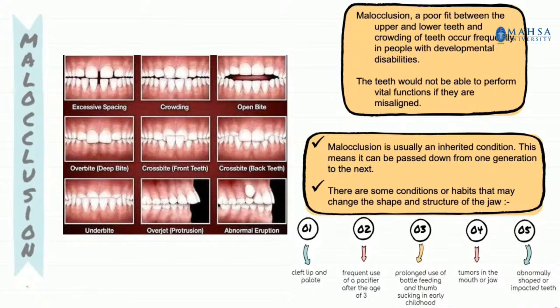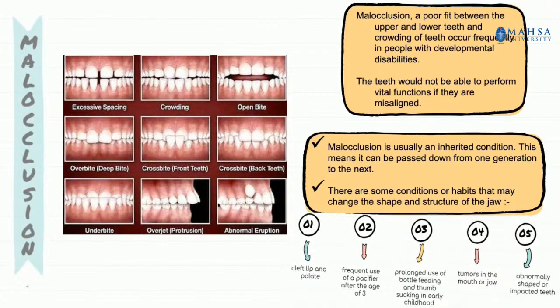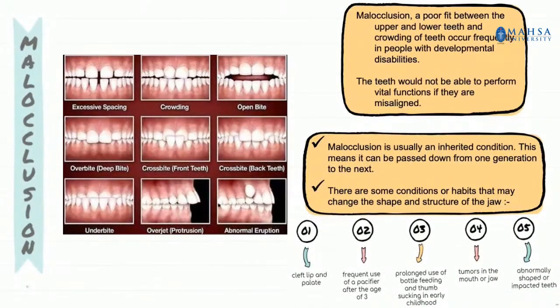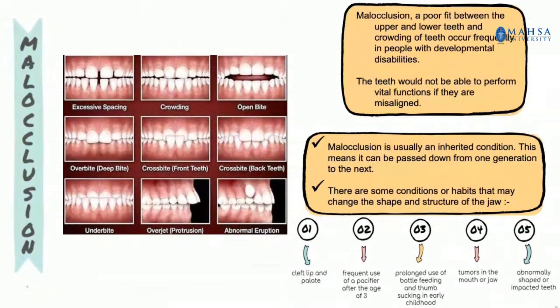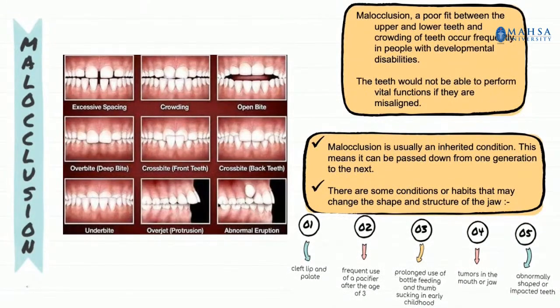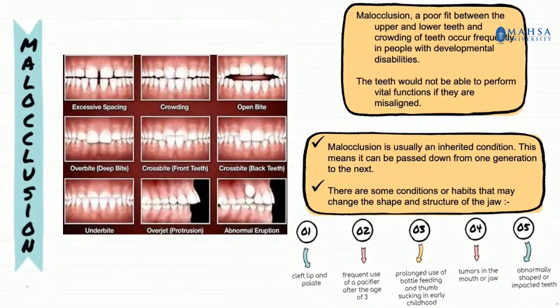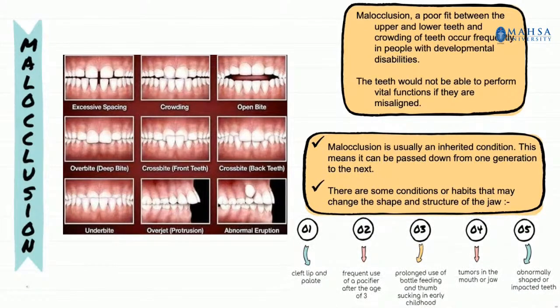There are some conditions or habits that may change the shape and structure of the jaw. These include cleft lip and palate, frequent use of a pacifier after the age of 3, prolonged use of bottle feeding, thumb sucking in early childhood, tumors in the mouth or jaw, and abnormally shaped or impacted teeth. Muscle dysfunction contributes to malocclusion, particularly in people with cerebral palsy and Down syndrome.